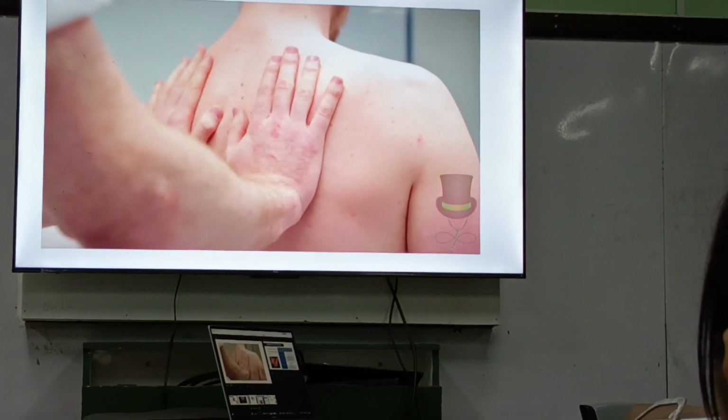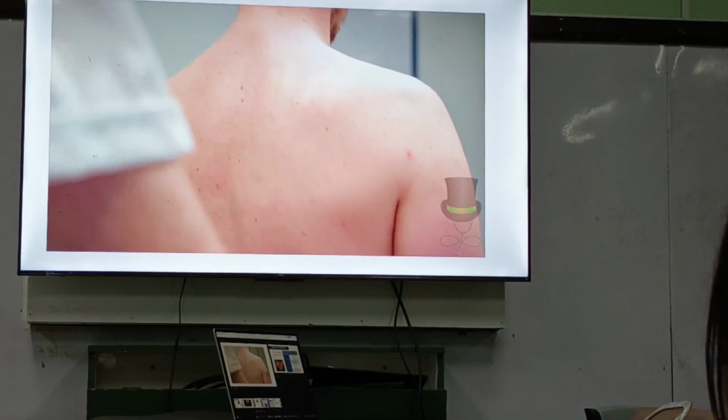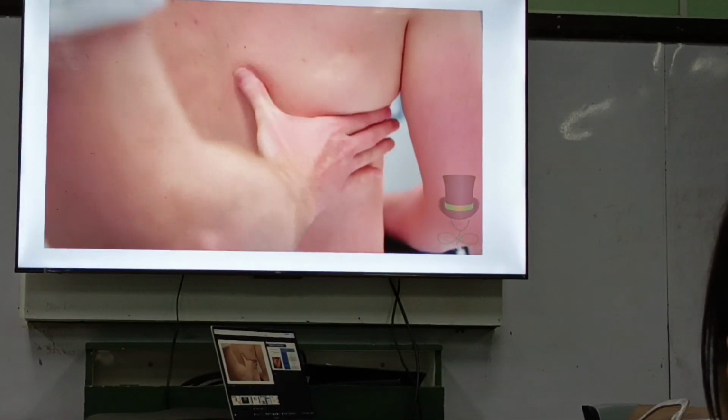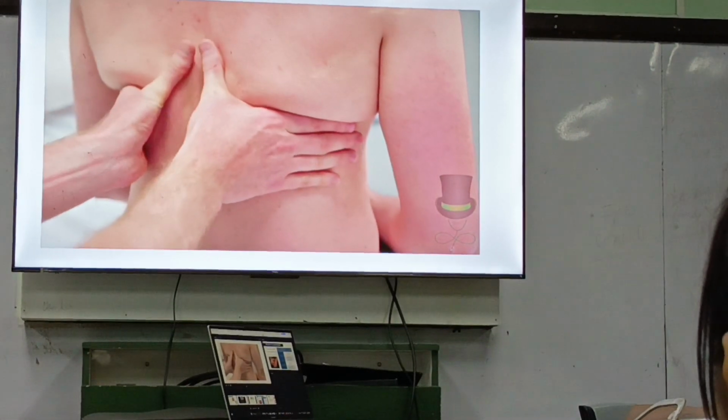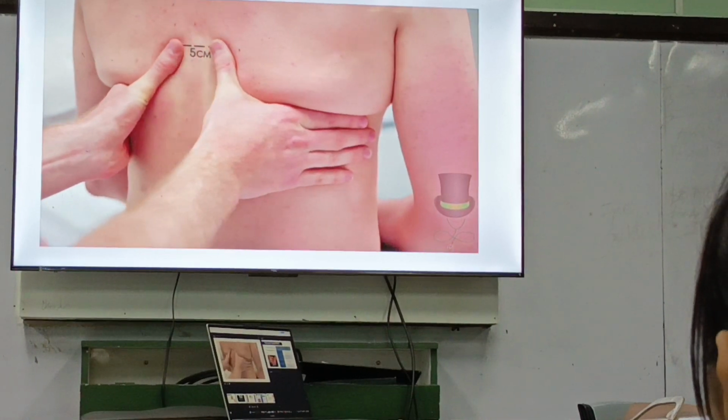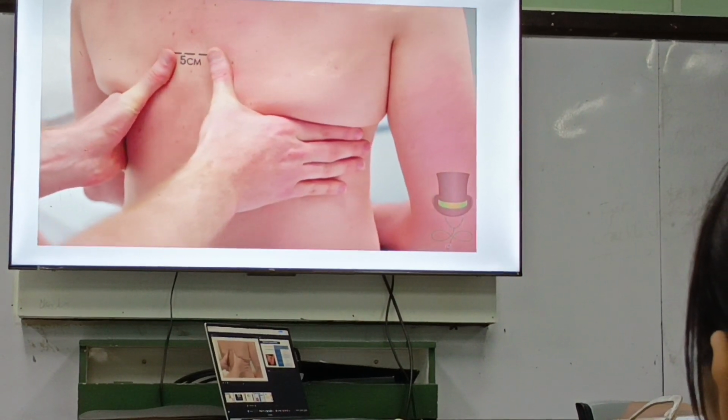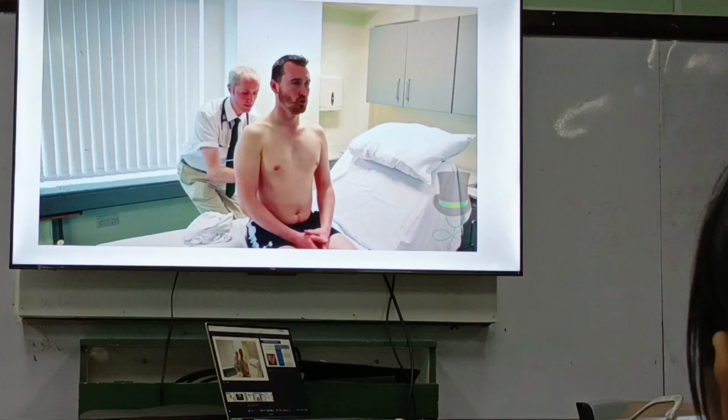This assesses symmetry of chest wall movement. Again, this assesses chest expansion. Thumbs should move symmetrically, and normal expansion is at least 5 centimeters. Your thumbs must meet at the moment of full expiration for an accurate assessment of chest expansion.